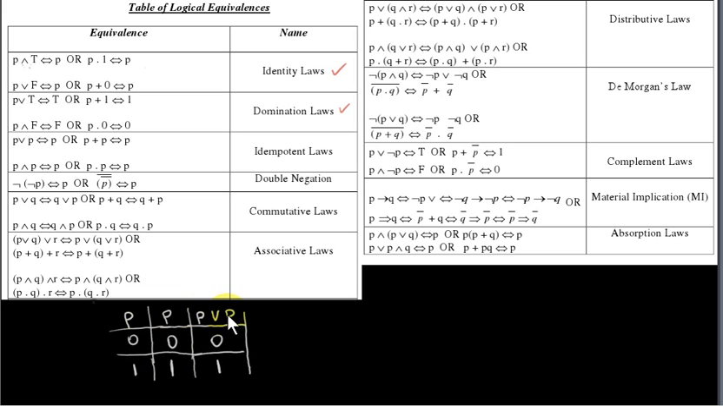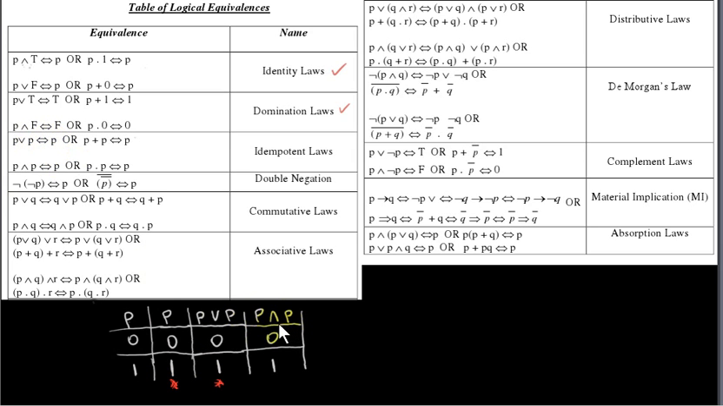Now let's look at P or P. P or P is false when these two values are zeros or false. So one of them has to be true for P or P to be true. You can see now that the column for P or P is identical to the column for P. So that proves that P or P is equivalent to P.